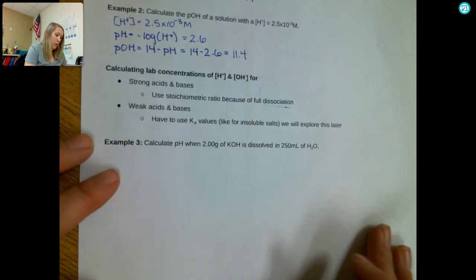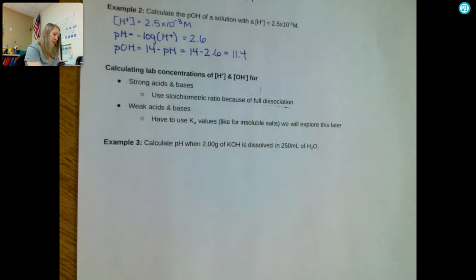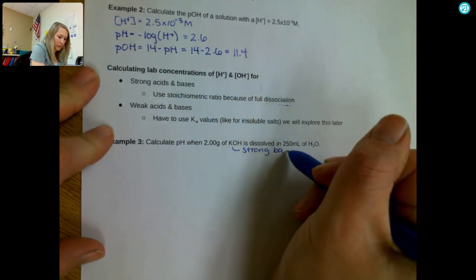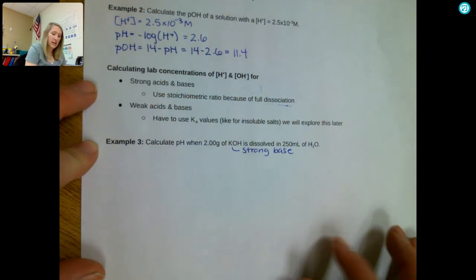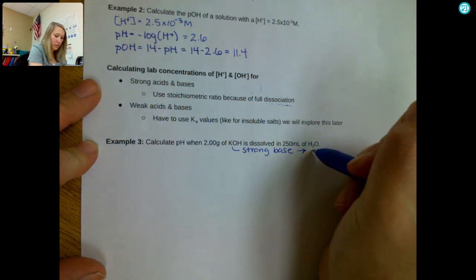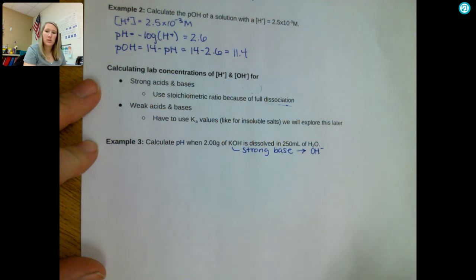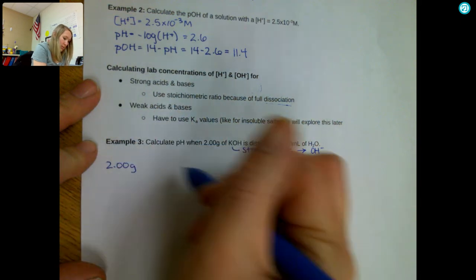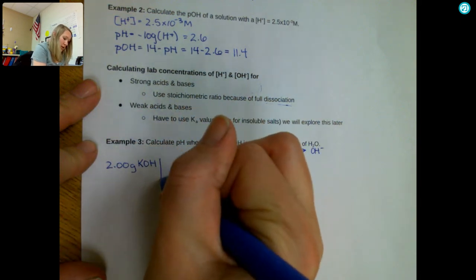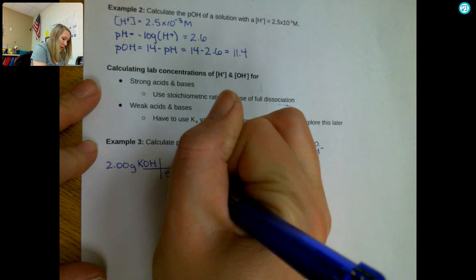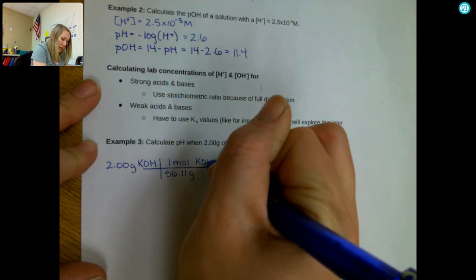So let's do one more example. I want to calculate the pH when 2 grams of potassium hydroxide is dissolved in 250 milliliters of water. Potassium hydroxide is a strong base. So first I need to figure out what is my concentration of my hydroxide ions. Strong bases we know fully dissolve into hydroxide ions. We just need to know what ratio they dissolve into. So I'm going to first convert from my grams to moles. So 2 grams of KOH. The molar mass of potassium hydroxide is 56.11 grams per 1 mole of KOH.